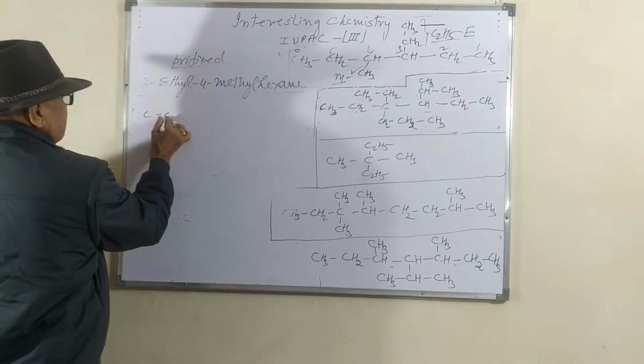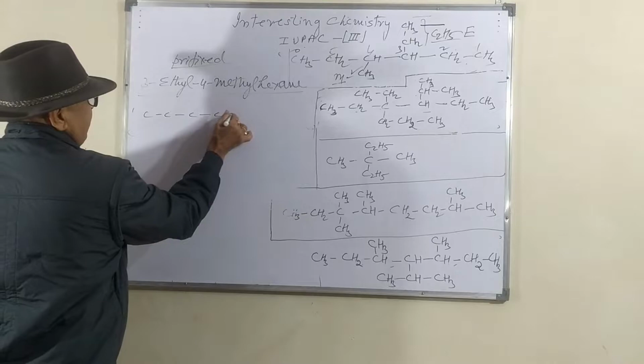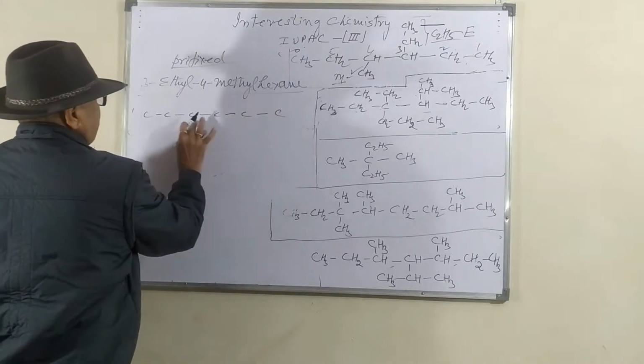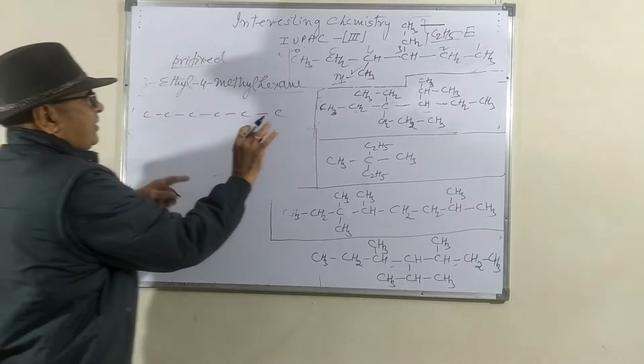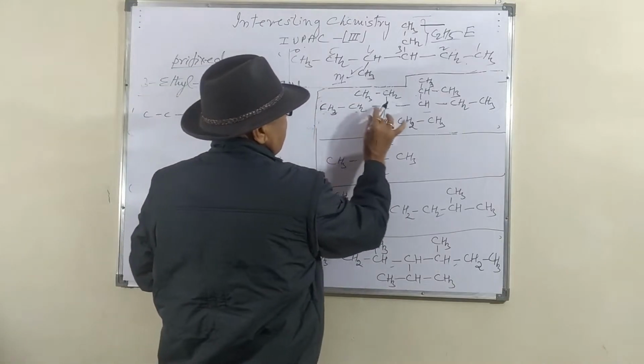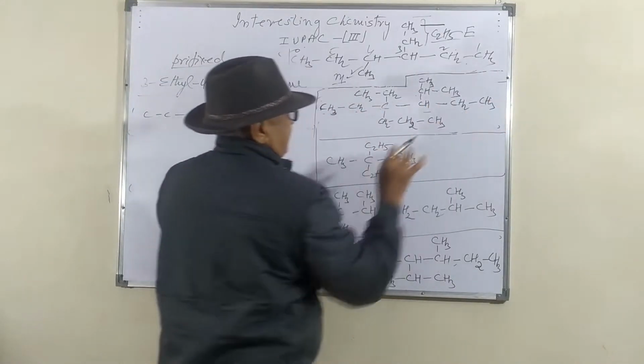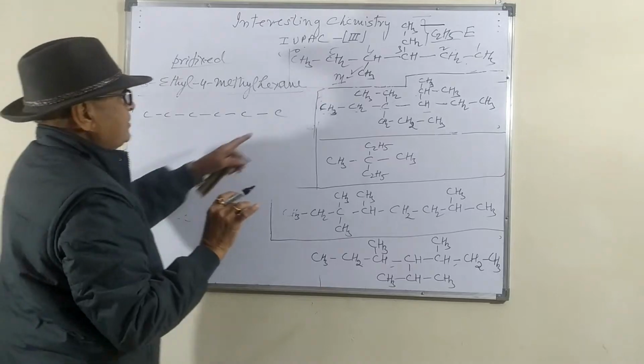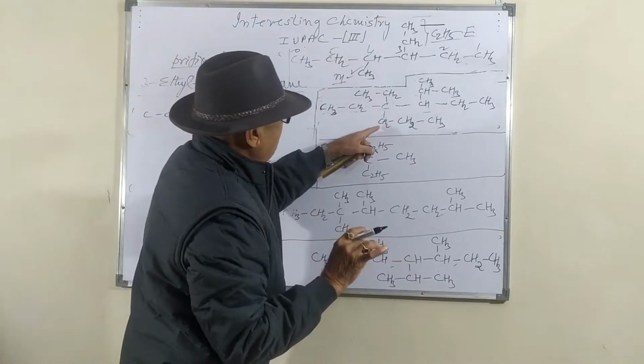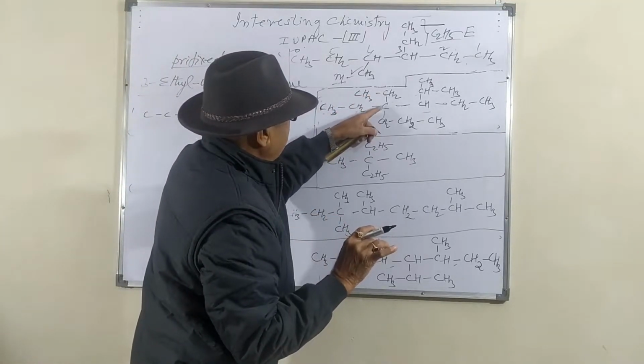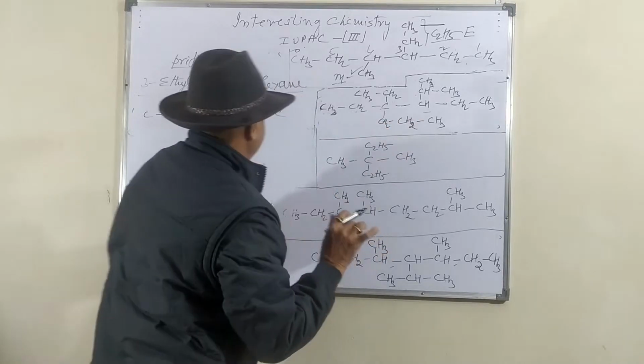First, the longest chain, this one: C, C, C and C, and 3 and 3. These are the 3. I have taken the 1, 2, 6. This is the structure. Now this, 1, 2, 3, 4, 5, 6.